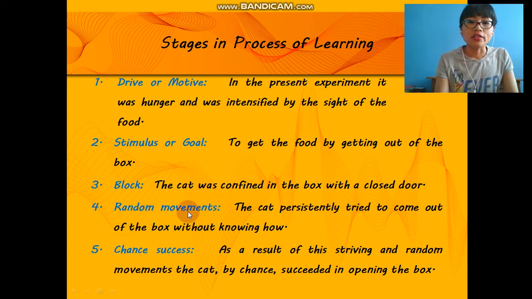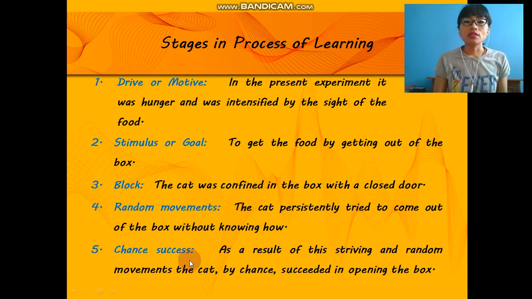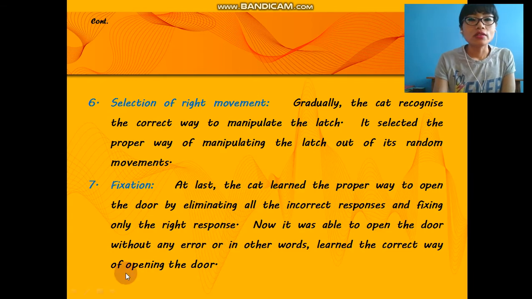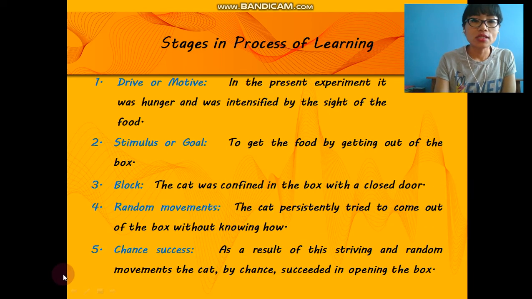Random movements: randomly the cat tries to come out of the box. There are so many random responses. Chance success: among these random movements, there is a small chance of success for the cat to come out of the box, but still the cat does. Even if the chance is very small, the cat will be able to come out of the box.